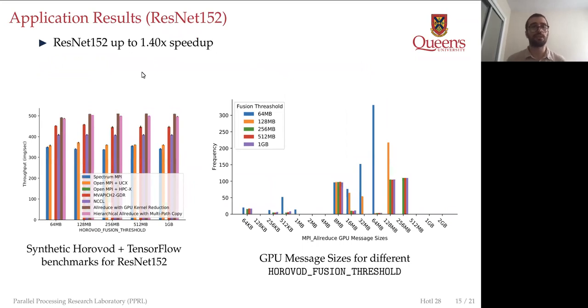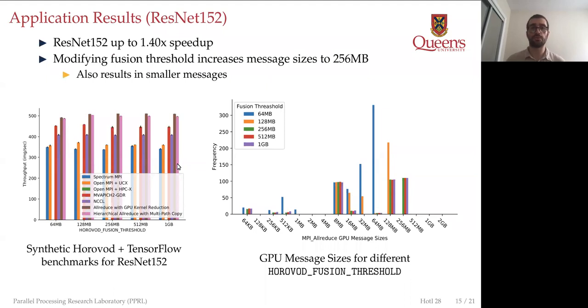So then we tried it with ResNet 152, and we got a 1.40 times speed up. And with this model, we modified the fusion threshold the same way as we previously did. But we didn't really see too much performance improvement. We saw an improvement from 64 megabytes to 128, but past that, it was fairly stable. And we can see how this affected the message sizes as we tuned it.